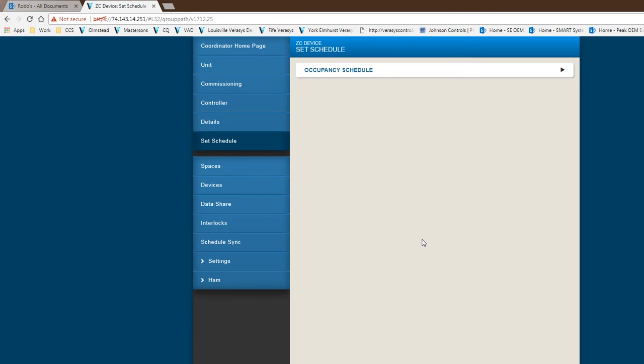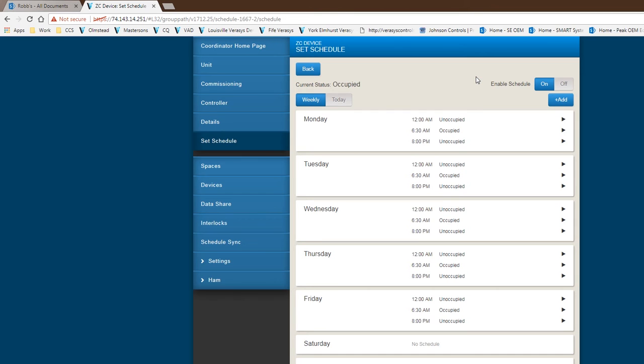The zone coordinator also keeps the schedules for all the devices that are underneath it. So when we cover schedule sync, which is a different video, when that schedule sync provides an occupancy schedule, it feeds it into the zone coordinator, and then the zone coordinator is actually controlling the occupancy time, Monday to whatever time settings you have, and it would control all the devices that are underneath the zone coordinator.